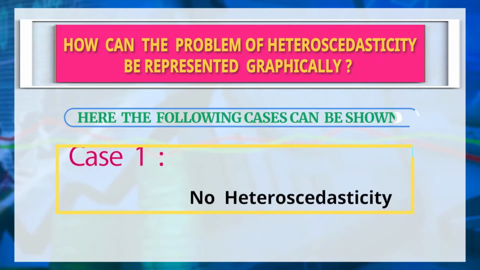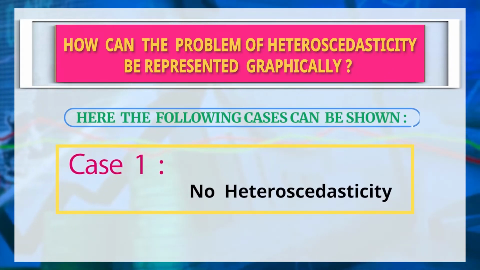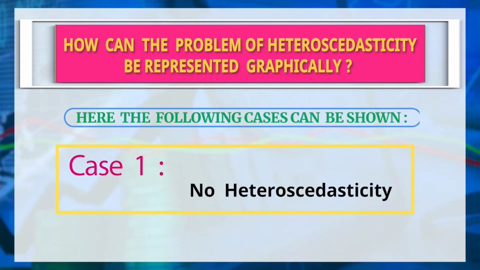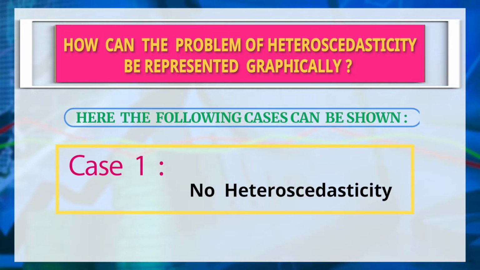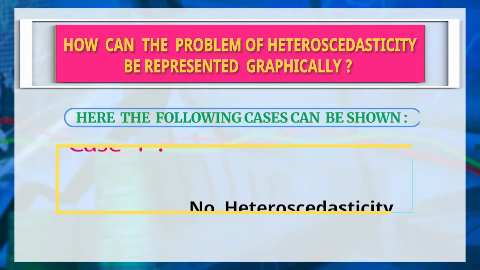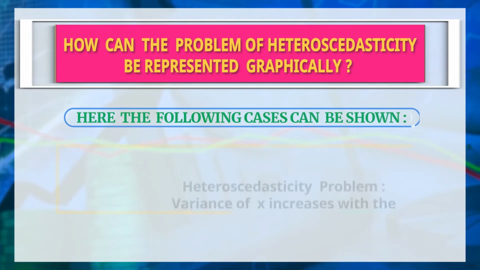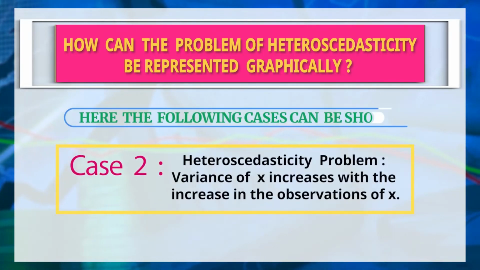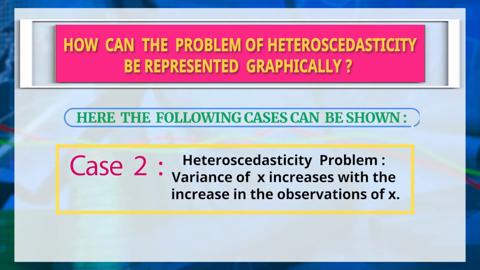Case 1, where we are taking care of the OLS assumption and it is being satisfied, that the errors have constant variance or homoscedasticity is there, so there is no heteroscedasticity. Case 2, the problem is existing and the variance of x is increasing with the increase in the number of observations.